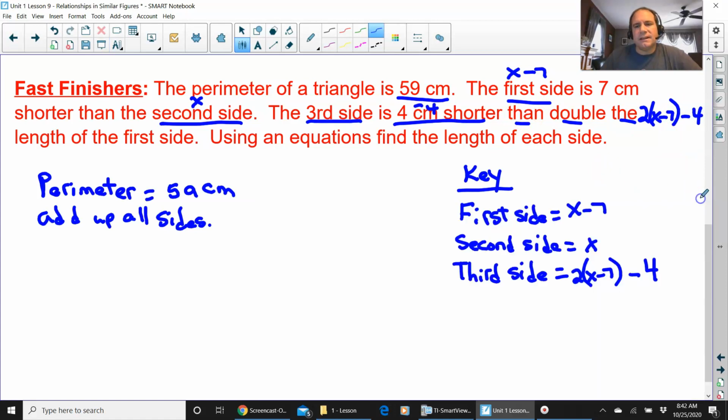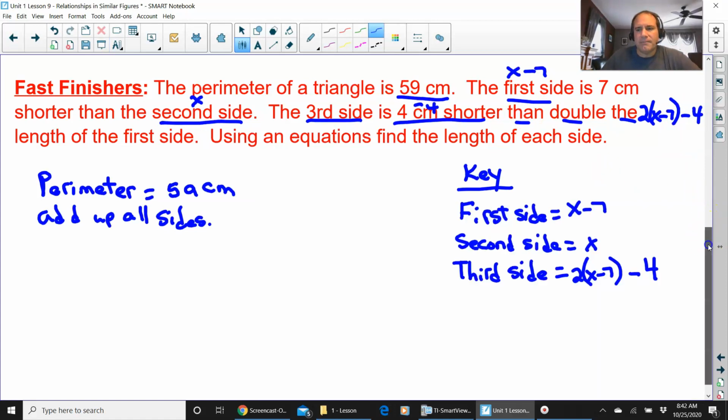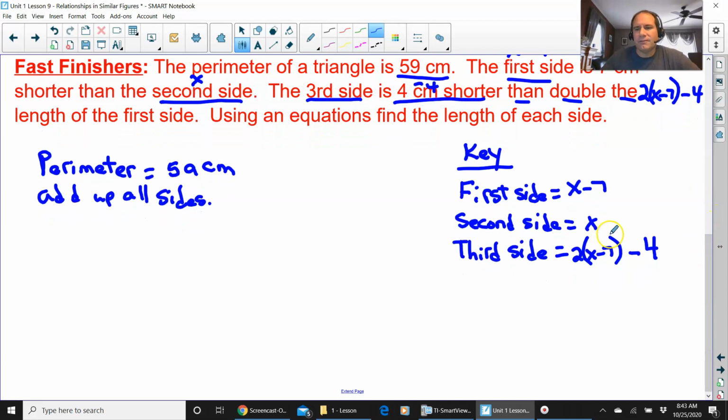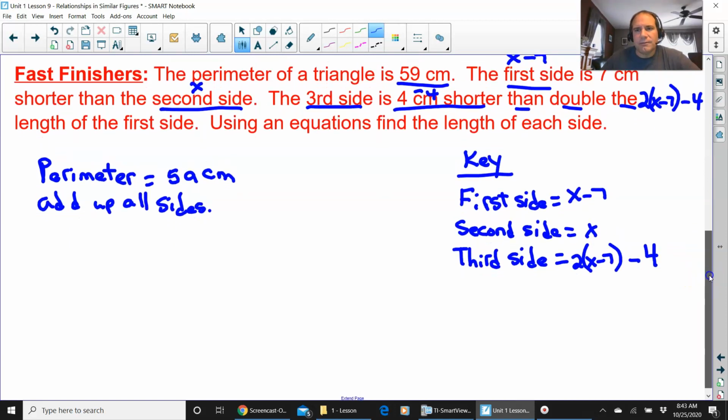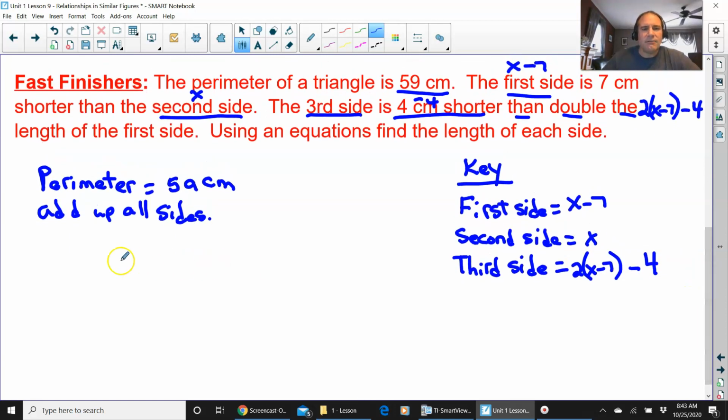All right, so the key will help you make sense of all of this. We want you to put the key down, because without the key it's really difficult. So I'm going to add up all of these sides: X minus 7 plus X plus 2 times X minus 7 minus 4, and that all equals 59.